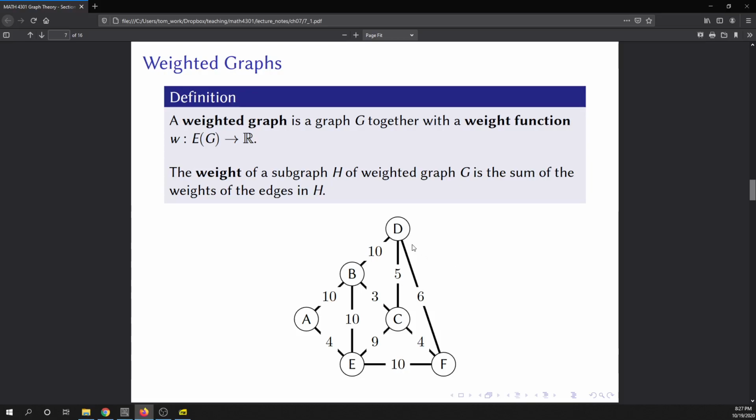Here you can see an example of a weighted graph. I have just a regular graph, and then on the edges I have these numbers attached to the edges, and those numbers are the weights of the graph. And so the weight of a subgraph H of a weighted graph is the sum of the weights of the edges in H. So whatever the subgraph is, you would just add up all the weights of the edges that are in the subgraph H, and that's the weight. All right, so that's a weighted graph.